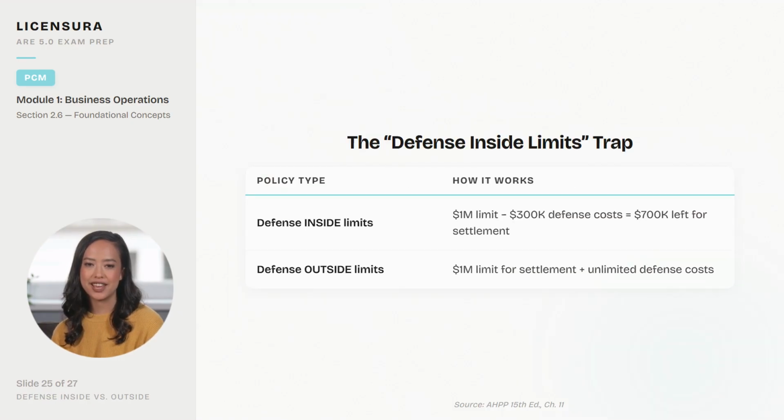Now here's the part the exam loves to test. It's called defense inside limits versus defense outside limits. With defense inside limits, your legal defense costs eat into your coverage limit. So if you have a $1 million limit and your defense costs $300,000, you only have $700,000 left for any settlement or judgment. With defense outside limits, your $1 million is preserved entirely for the settlement, and defense costs are paid separately.